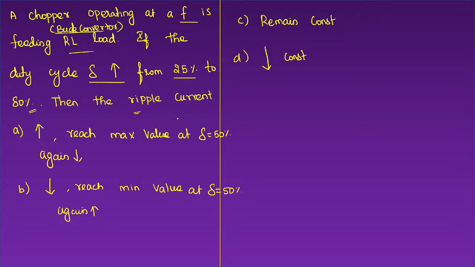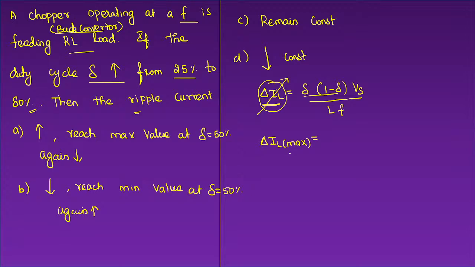Let me ask you, what is the generalized expression for the ripple current delta IL? I hope you all know, it will be delta into 1 minus delta times the supply voltage Vs upon L into F. Yes or no? This is the generalized expression. Now, this ripple current can be controlled with the help of delta only, by varying the duty cycle. I just want to know the condition in which the ripple current will become maximum.